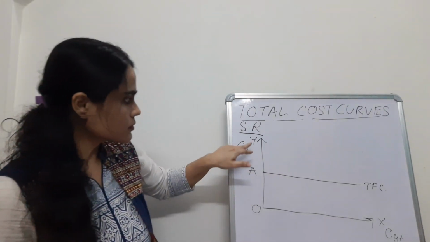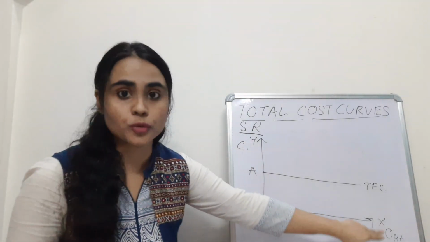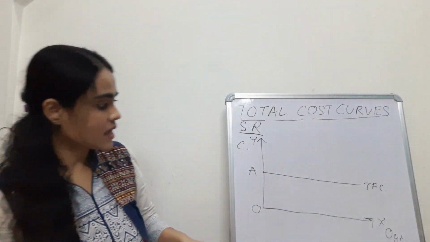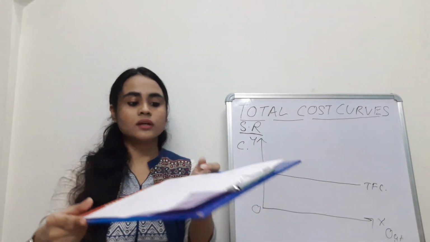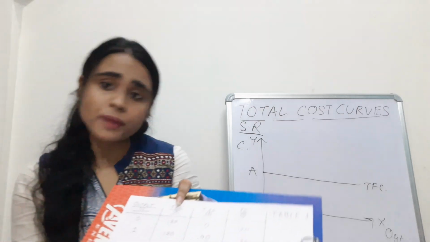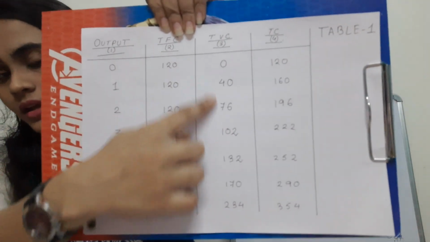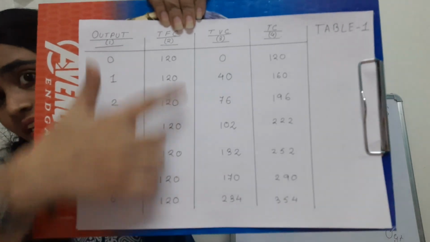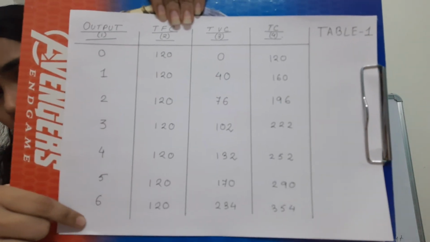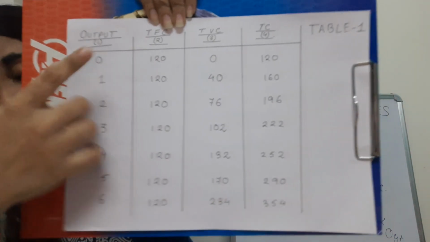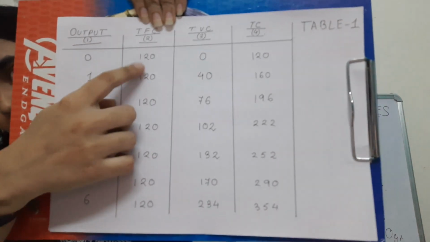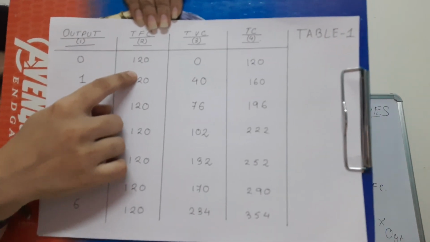So here's the cost, here's the output. It is horizontal to the x-axis. So now, what will be the shape of the total variable cost? Here, it is not fixed, it is not constant, it keeps changing with the changes in the output. When output is 0, total variable cost is 0, but fixed cost has been used.